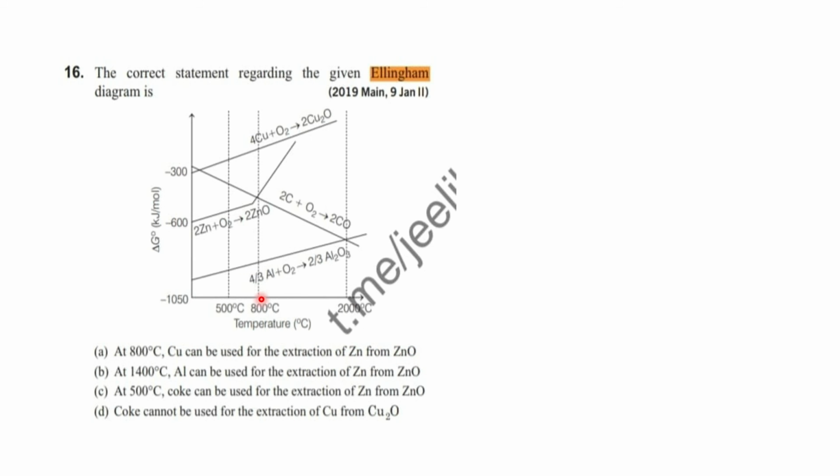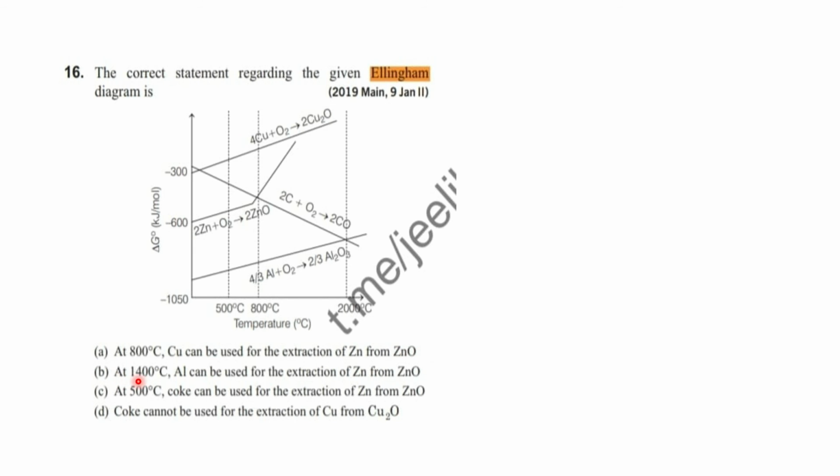So where is, say this is 800, right? This is the temperature 800 and this is your copper, okay, and this is your zinc. That means you need to consider this one. So this is not possible because zinc is placed below. Zinc is placed below, that means zinc will act as the reducing agent but not the copper. So first statement is not correct.